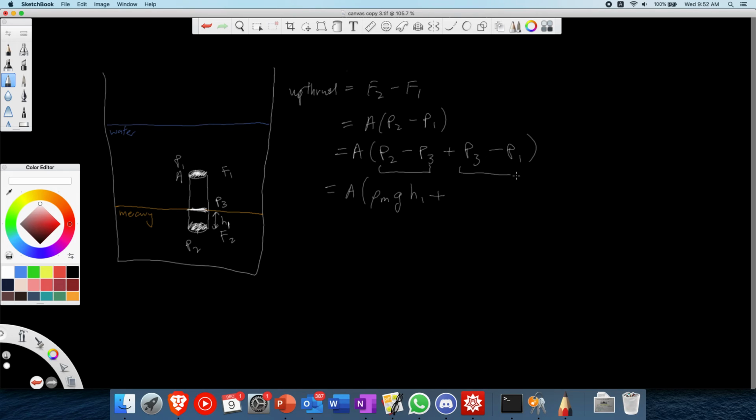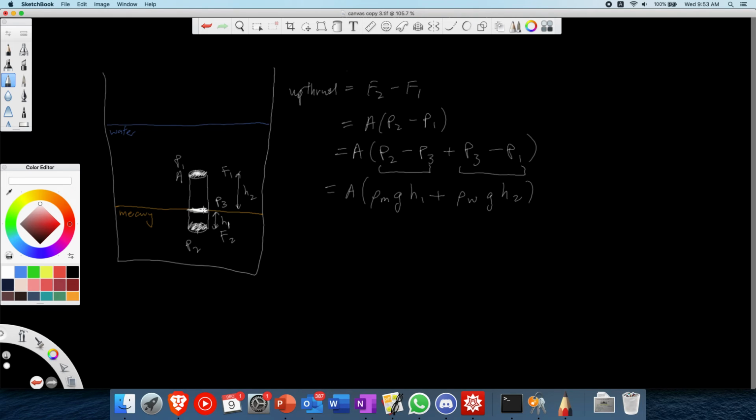Plus, and what is this thing? P3 minus P1, we call this H2, is just rho water g H2. So I've inserted this P3 because it's the boundary between mercury and the water. It's the interface. Interface is the right word. It's the interface between mercury and water, and P3 is common.